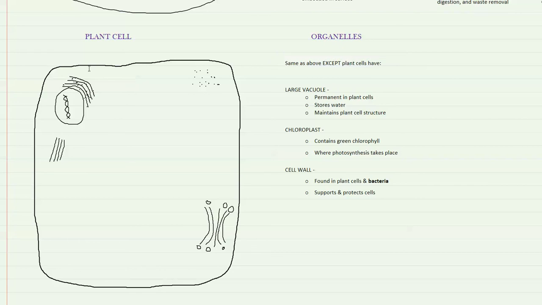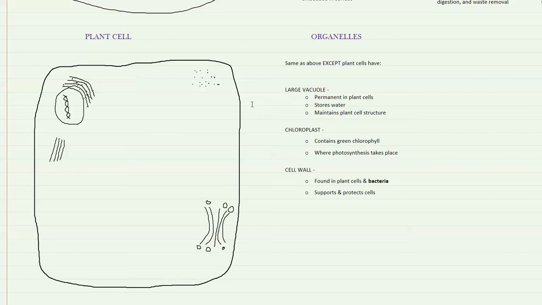So I've already drawn a basic cell for you here. You can see that cell membrane on the outside. You can see our ribosomes, rough ER, smooth ER, nucleus with our DNA on the inside, and our Golgi body down here with our vesicles.